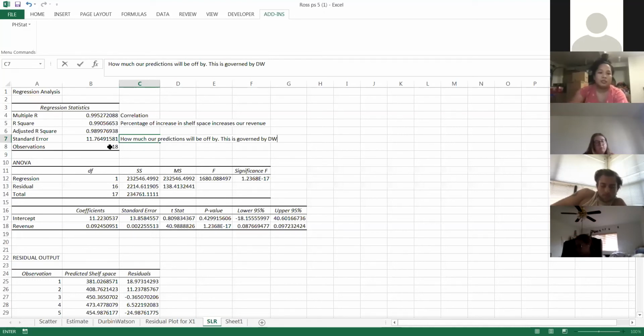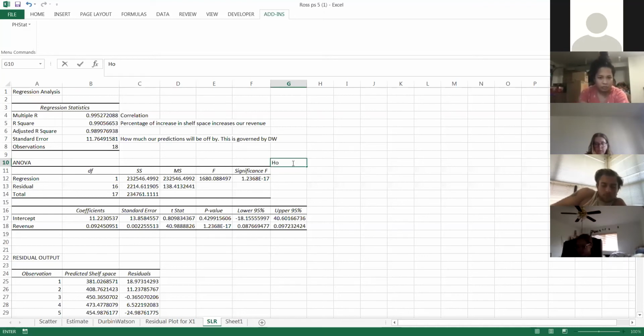This is the amount of observations we have. This right here is an ANOVA. That's our degrees of freedom. Why? Because we have two things we're looking at, shelf space and revenue. A degree of freedom is the amount of variables we have minus 1. That's our sum of squares. Again, if you go back to when we calculated our standard deviation and look at sum of squares, that's what it is. Our mean of squares is that number divided by that number, which is that number. That right there tells us if we actually have a linear regression model. Do we actually have a linear regression model?